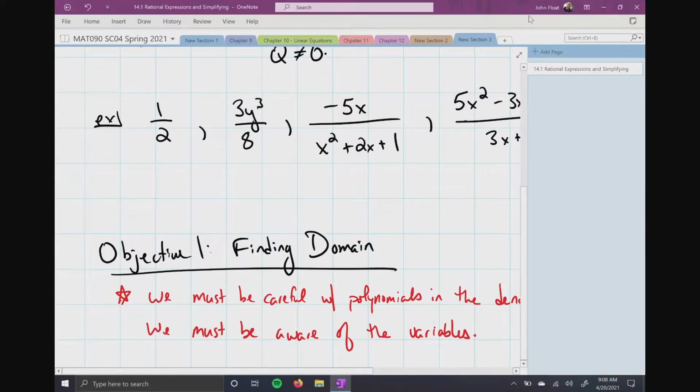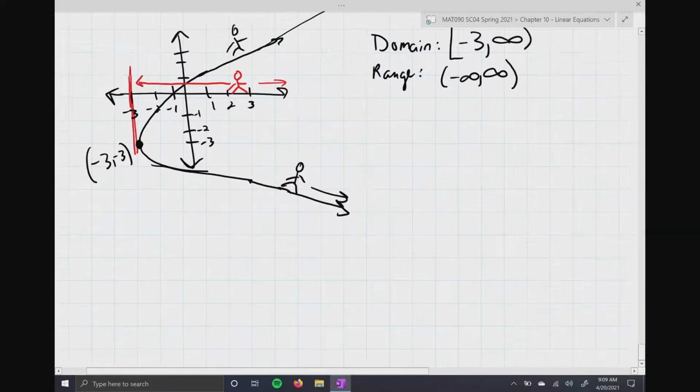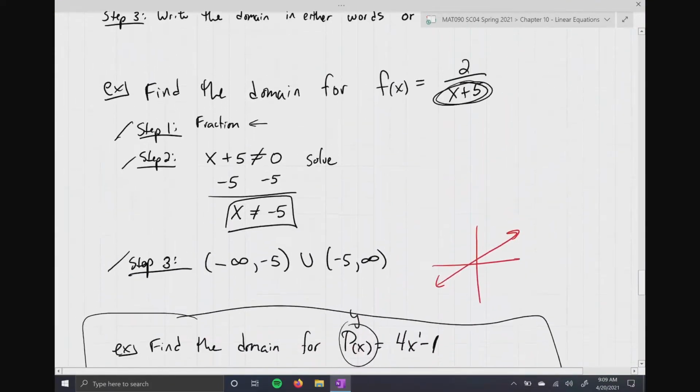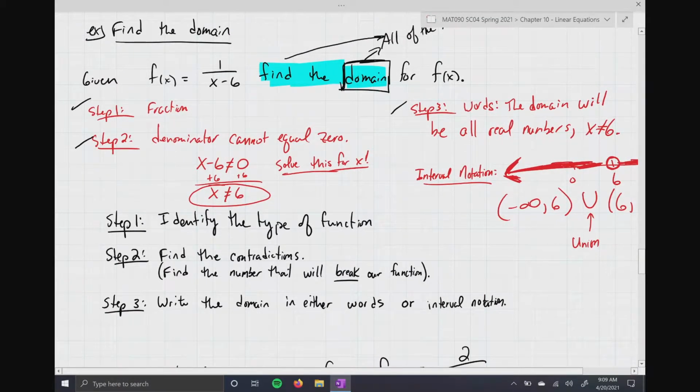So if I go all the way back to chapter 10, 10.6 functions, give me 1 second. Right here is an example of us finding the domain. Step 1, you want to identify the type of function. Step 2, find the contradictions. In other words, find the numbers that will break our function. And then step 3, you're going to write the domain in words or interval notation.